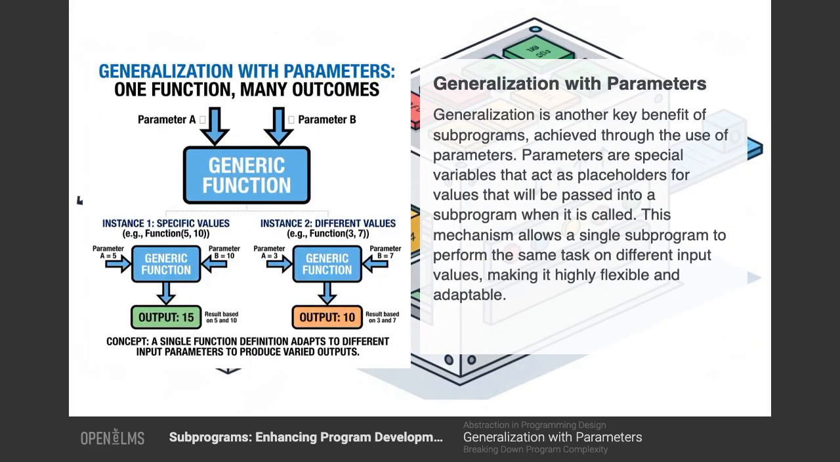Generalization with parameters. Generalization is another key benefit of subprograms, achieved through the use of parameters. Parameters are special variables that act as placeholders for values that will be passed into a subprogram when it is called. This mechanism allows a single subprogram to perform the same task on different input values, making it highly flexible and adaptable.